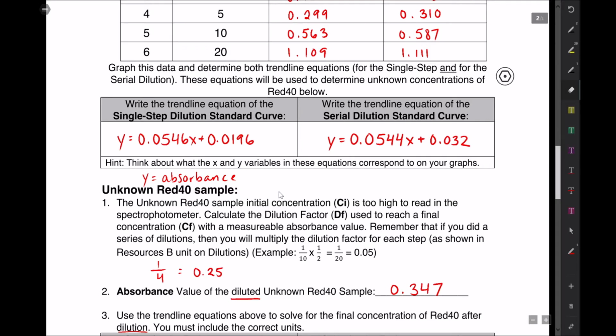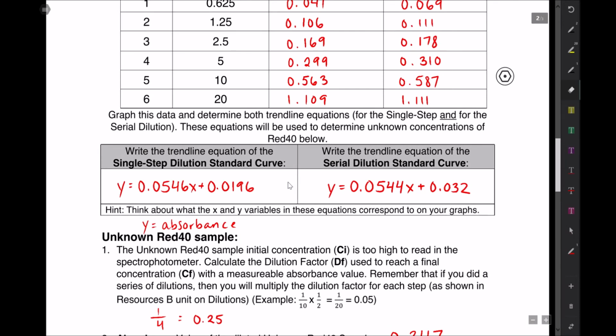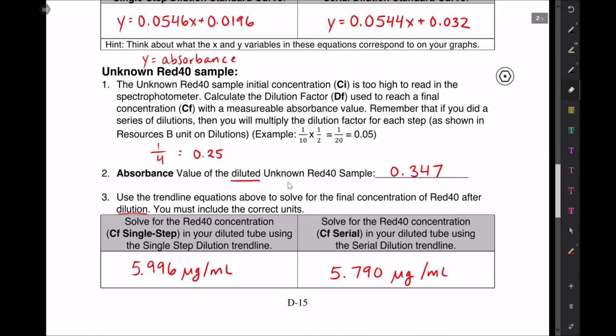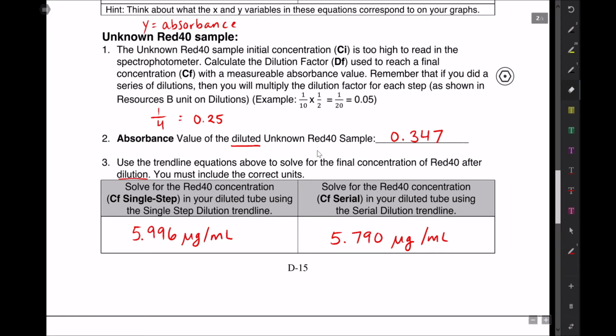Okay, that was for setting up the standard curve. Moving on to the unknown Red40 sample, this was when you took the most concentrated Red40 and you made a dilution, and you're supposed to keep track of how many dilution factors or how many types of dilutions you did, and the absorbance value of your final diluted unknown Red40 sample.